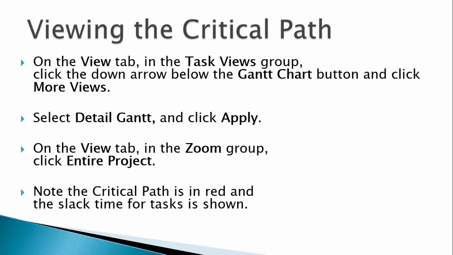The Detail Gantt view automatically shows us the critical path in red. So we can drop down the Gantt chart icon, select More Views, select Detail Gantt, and click Apply. The project moves out of view, but by going to the View tab and clicking Entire Project in the Zoom group, we can see the critical path as well as the slack time for tasks.